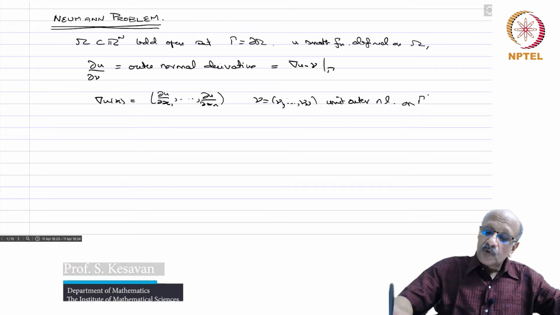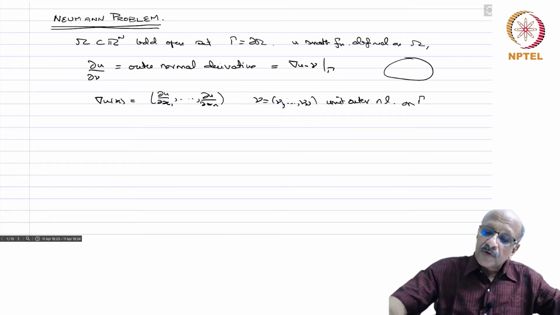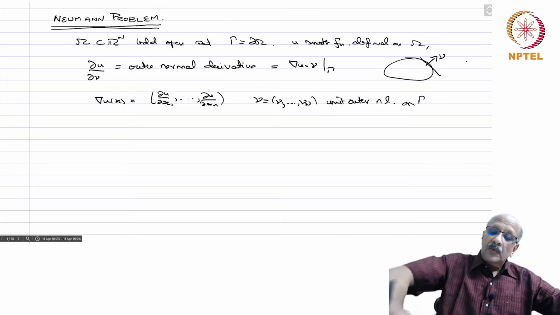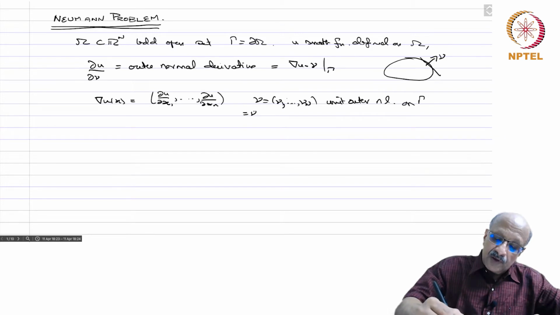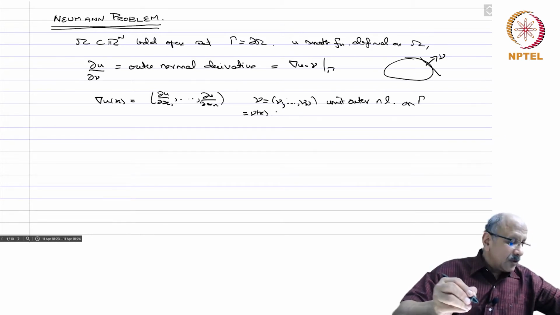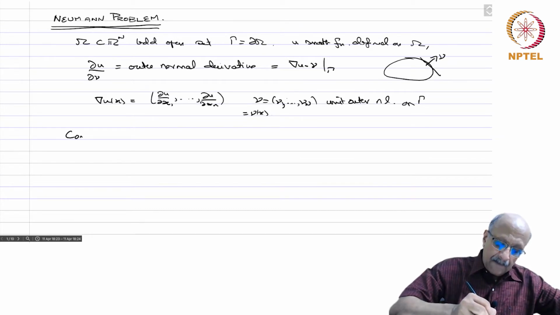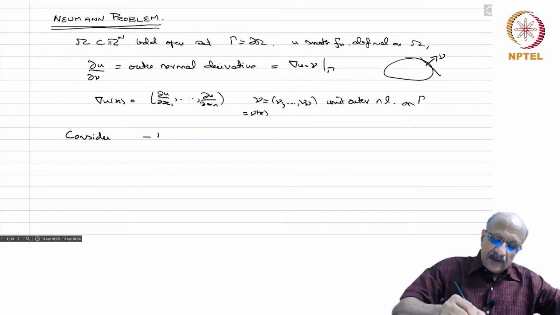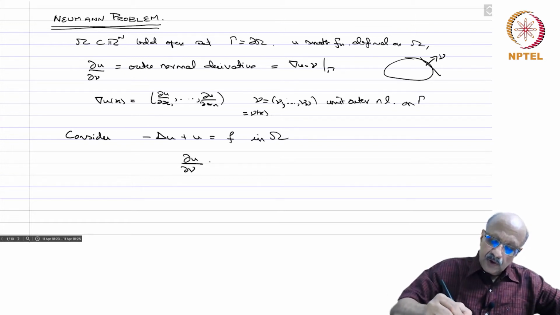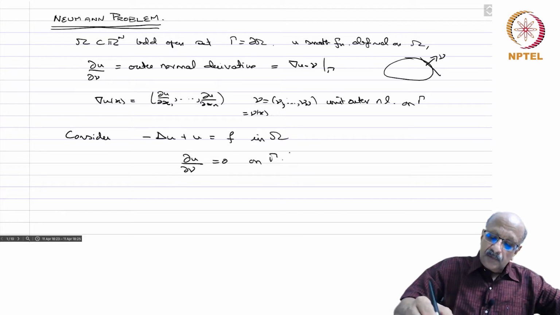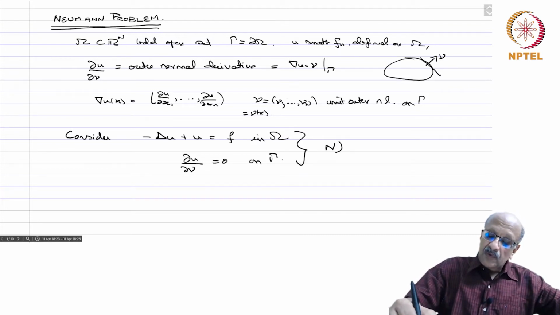on Gamma. So you have the domain, it will depend on x of course, so at each point you have a tangent and then you have the unit outer normal, which is like that. So this is again dependent on x, okay, nu equals nu of x. Now we want to look at the following problem. So consider minus Laplacian u plus u equals f in Omega and du/dnu equal to 0 on Gamma. So this is the Neumann problem, we will call it N.